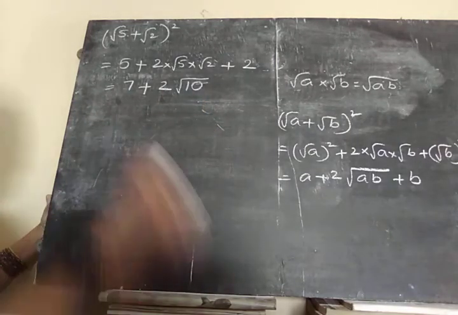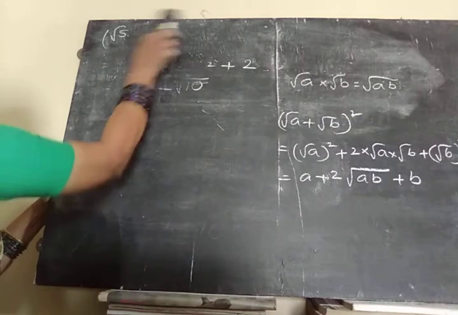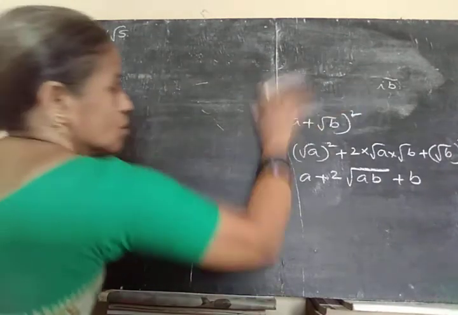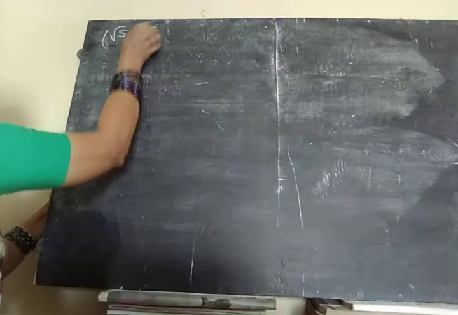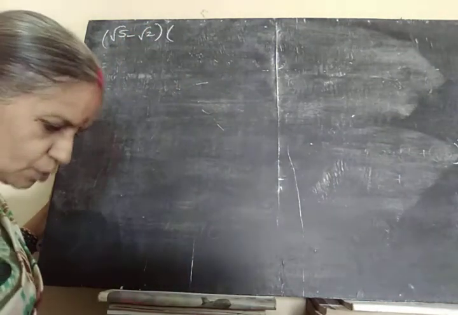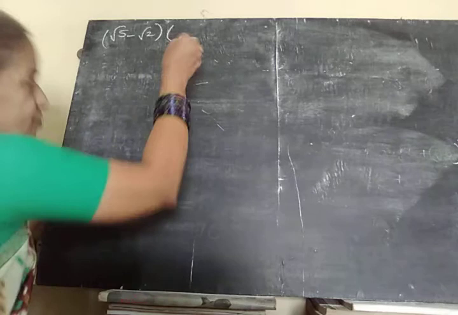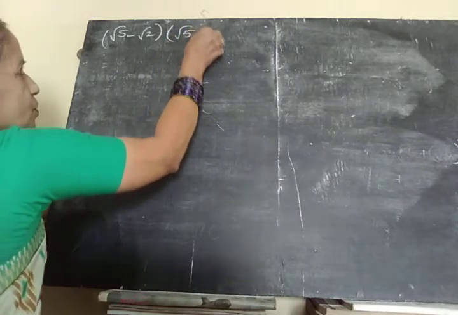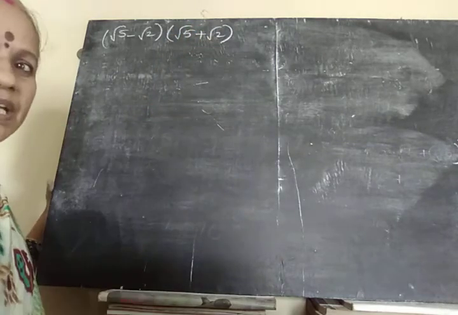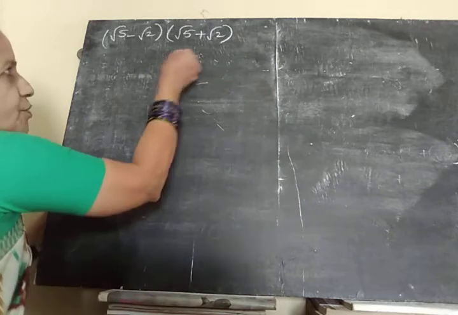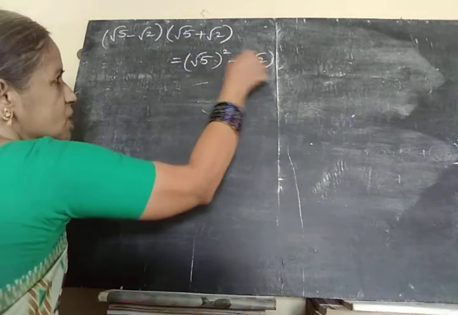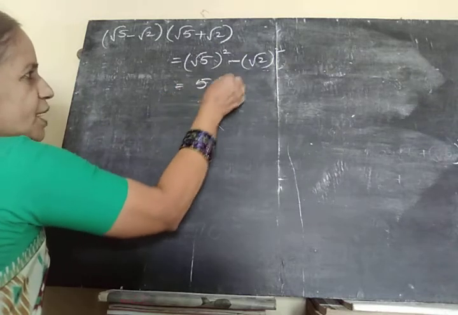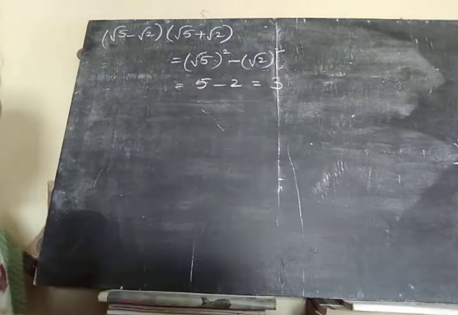Next. Root 5 minus root 2 into root 5 plus root 2. A plus B into A minus B: A square minus B square. So that is root 5 whole square minus root 2 whole square. Becomes 5 minus 2, 3. Understood?